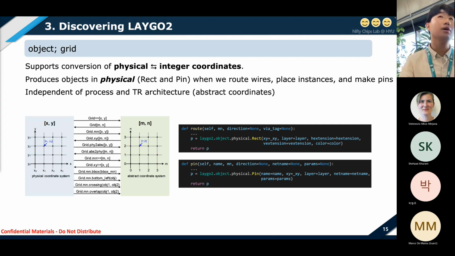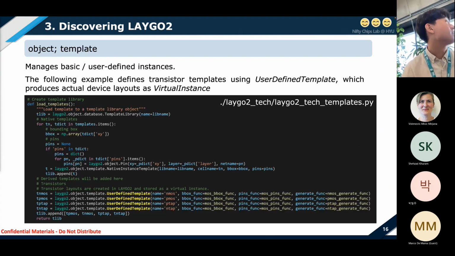Next is the grid module, and this is used for conversion of physical and integer coordinates, and calls the classes in physical module when we route, place, or create pins. LAYGO2 utilizes abstract coordinates, and so this module is independent of process and the architecture of transistors. Template module basically manages basic or user-defined templates. If you see this code, the basic transistor model in LAYGO2 is defined as the virtual instance class.